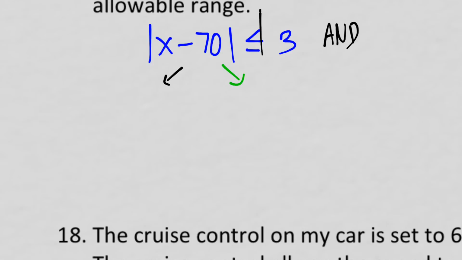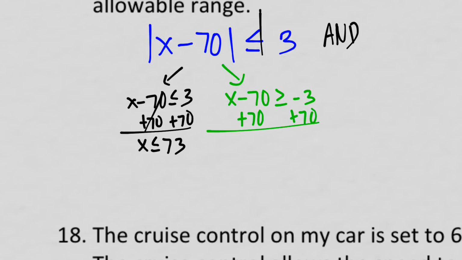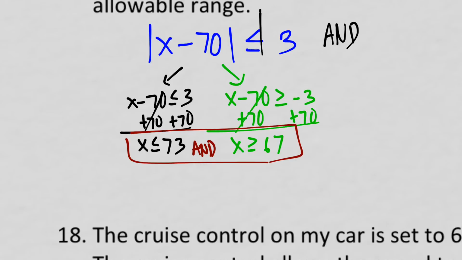The first one is going to be simply x minus 70 is less than or equal to 3. The other one is going to be x minus 70 is greater than or equal to negative 3. You solve them both. This one simply add 70 and you're done. It's x is less than or equal to 73, which makes sense. The temperature should stay below 73. For the other one, you're going to also add 70, and you're going to get x is greater than or equal to 67, which also makes sense. The temperature should be above 67. And the word and in between to show that it's an and inequality. So the temperature should be between 67 and 73.